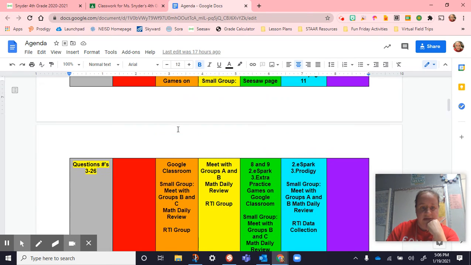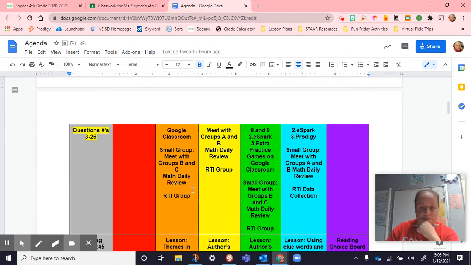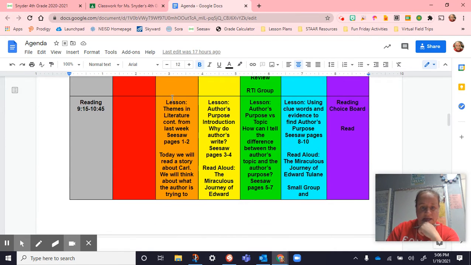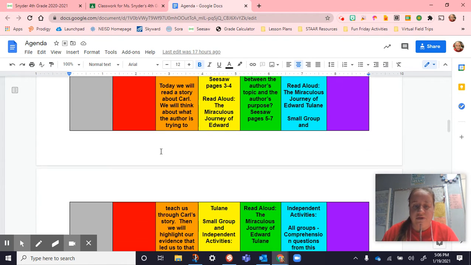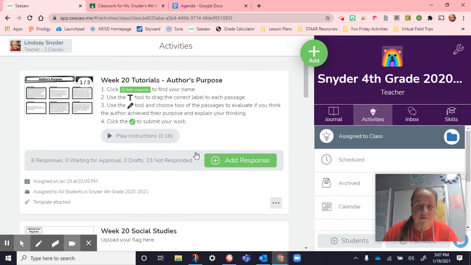For groups, we met and we went over, we're still working on these questions, 376 to 378. So we did some multi-step problems there for practice in our small groups. And then for reading today, we wrapped up talking about theme. Tomorrow we'll start talking more about author's purpose. With theme, we read a story today about a boy named Carl, and we were trying to think about what the author was trying to teach us through Carl's story. So we were finding some evidence. That is in Seesaw as well.